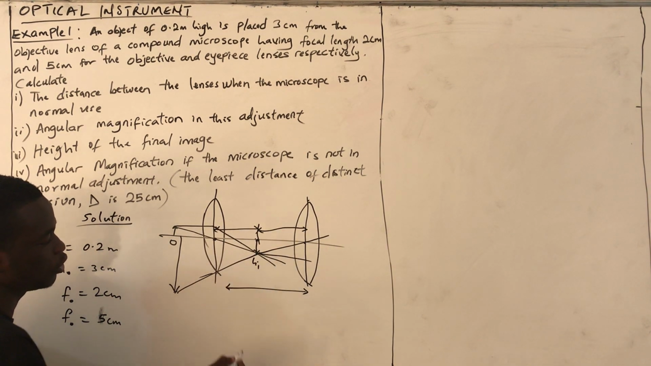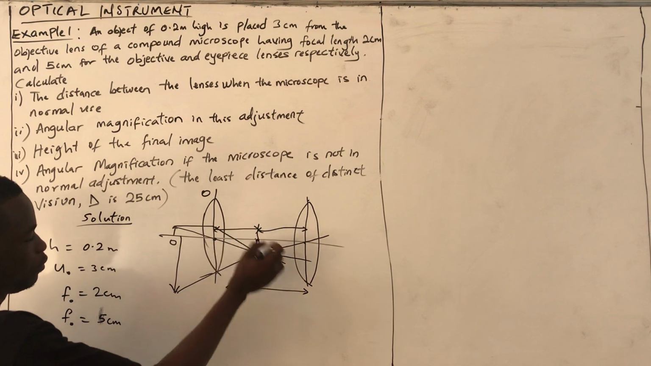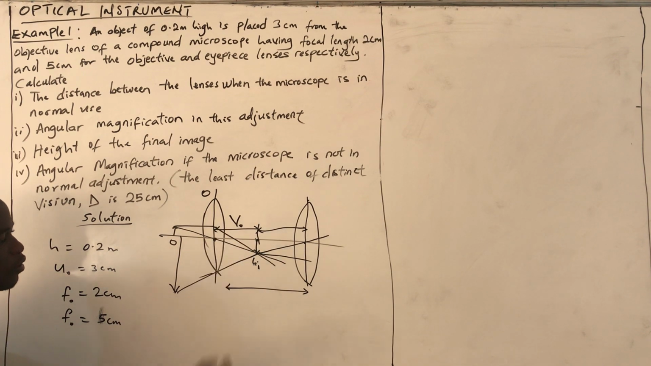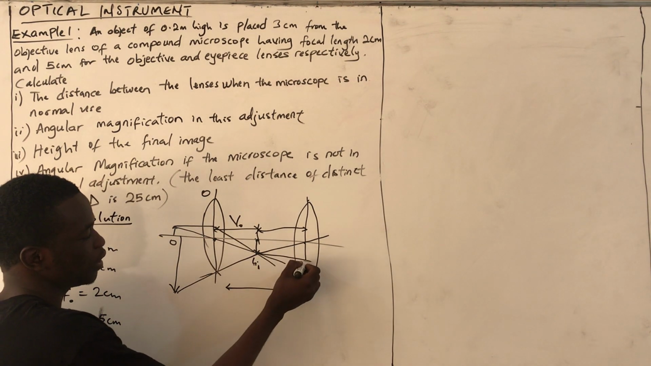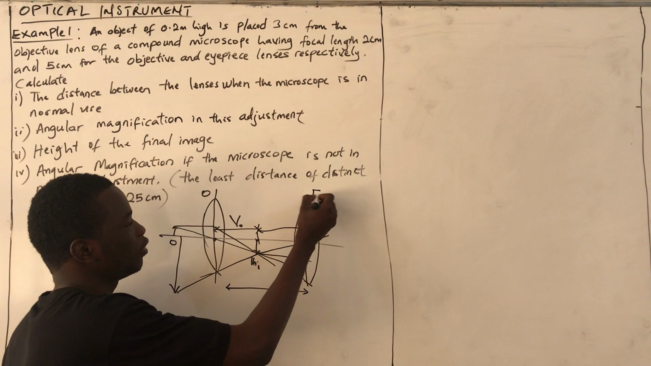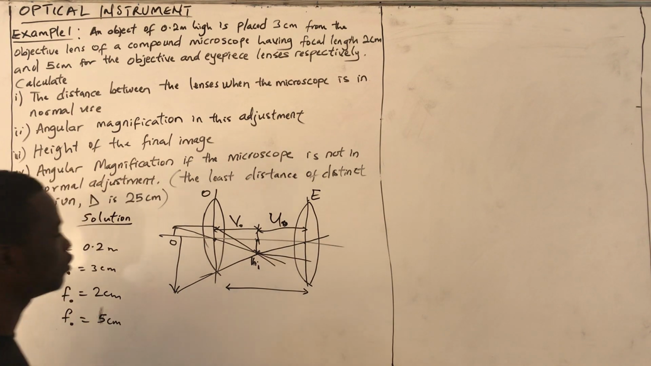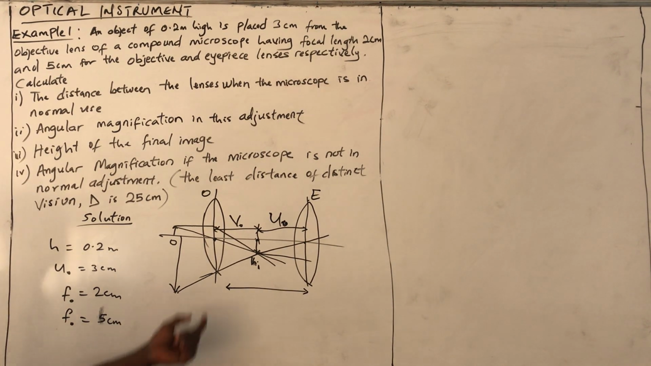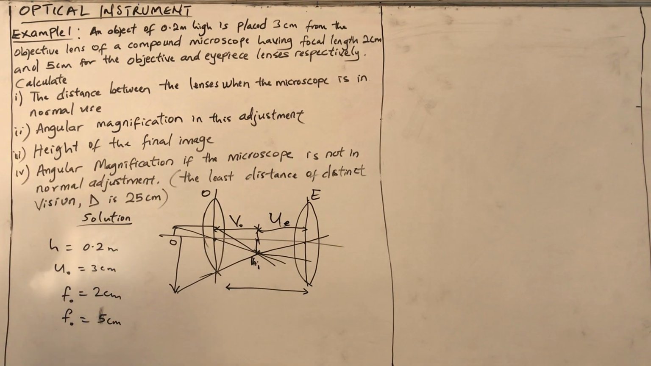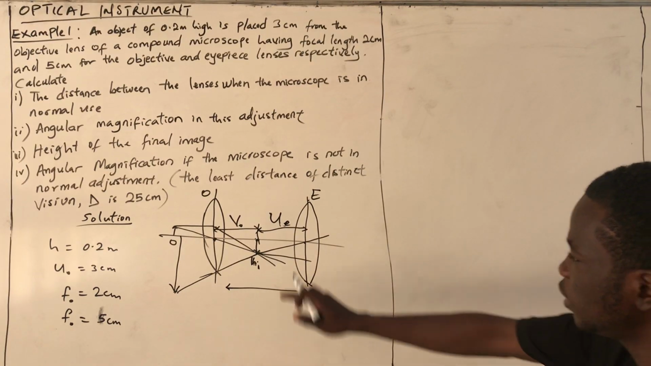If you look, H1 is the image produced by the objective lens. The distance from here to here is V0. Then from here to here, the same image now serves as the object for the eyepiece lens, so that is the object distance of the eyepiece, UE. So the distance between the 2 lenses is V0 plus UE. So let's calculate V0 and UE. How do we get V0?